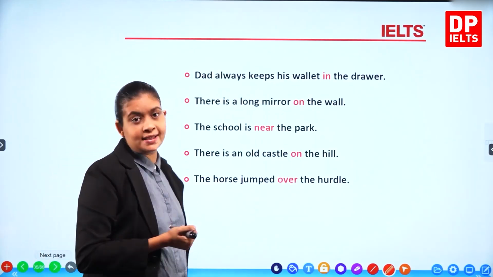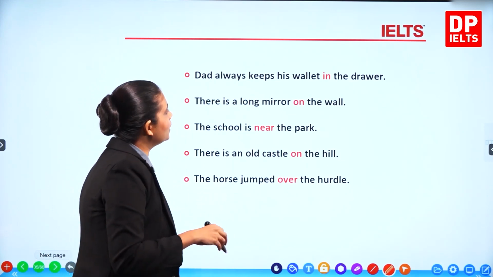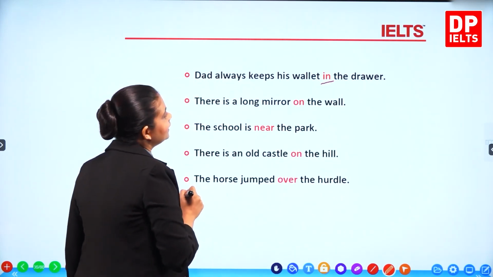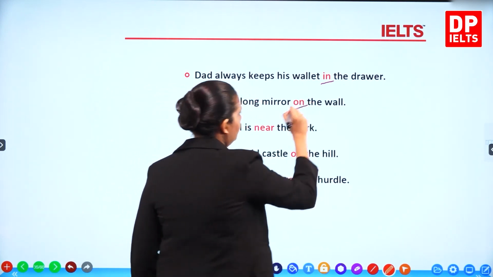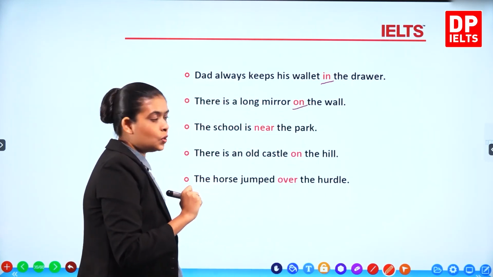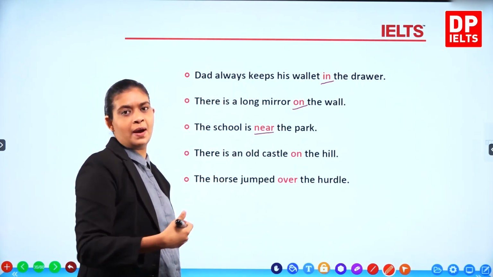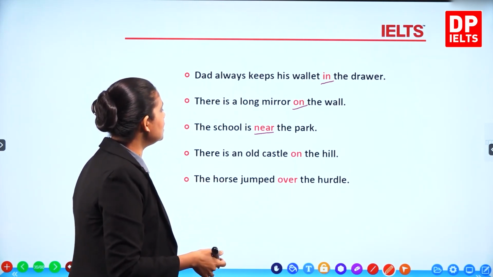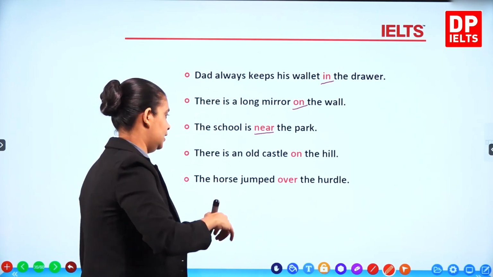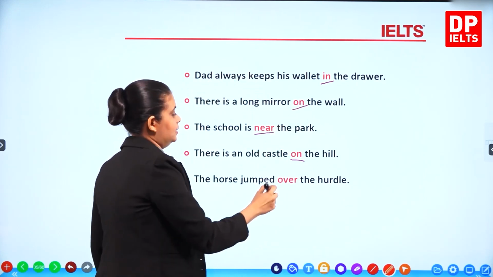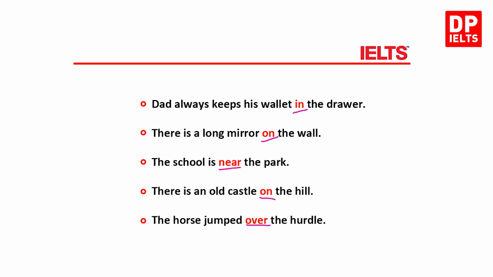Let's have a look at some of the examples. Dad always keeps his wallet in the drawer. There is a long mirror on the wall. The school is near the park. Now this is a new one. Near means close by. Okay. There is an old castle on the hill. The horse jumped over the hurdle.